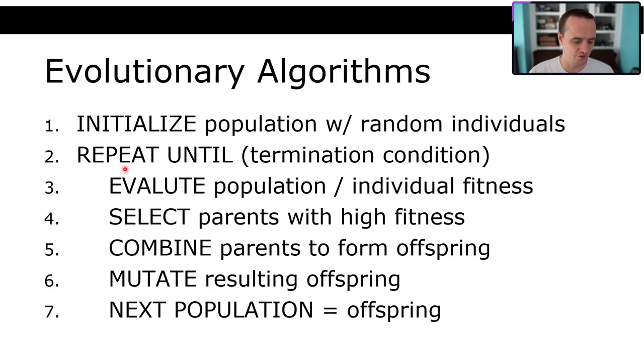Okay. So ideally, on generation one, everything is random. Fitness is going to be really poor. But by generation 100 or a million or whatever, maybe we've got some functioning individuals.